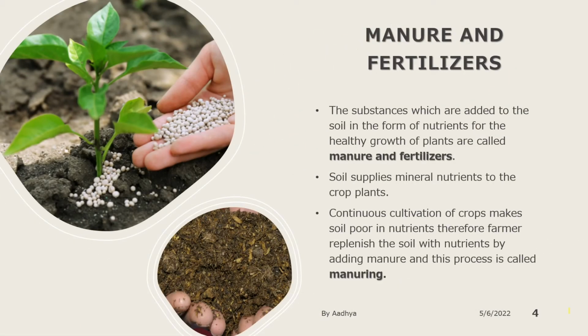So now the third and the most important step is manure and fertilizer, right? This is the picture you can see, that is of the fertilizer and this is of the manure, right? So manure and fertilizer are the most important. The substances which are added to the soil in the form of nutrients for the healthy growth of the plants are called manure and fertilizer. This is a very important definition. When we are externally adding nutrients to the soil, it is called manure and fertilizer, for the proper growth of the plant.